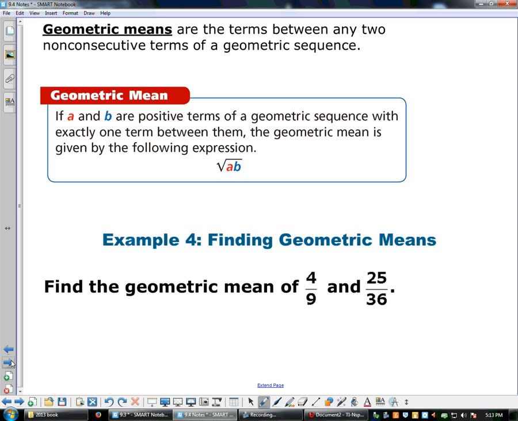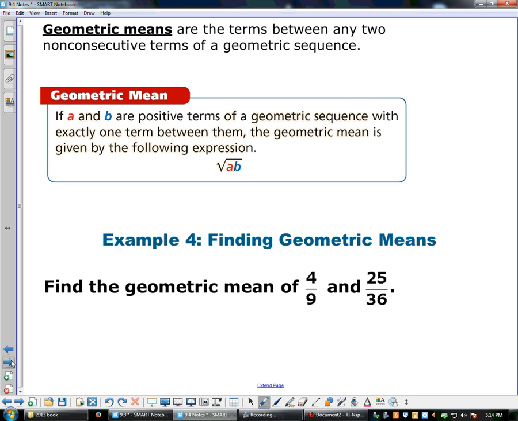Okay, so that brings us to geometric means. Geometric means are the terms between any two non-consecutive terms of a geometric sequence. So if A and B are positive terms of a geometric sequence with exactly one term between them, then the geometric mean is given by the following expression, square root of A times B. And I hope you remember from geometry, learning about geometric means, those showed up in those right triangle problems.